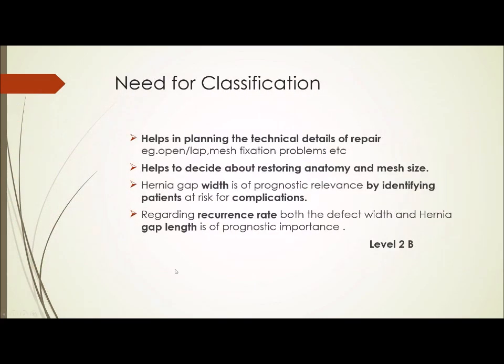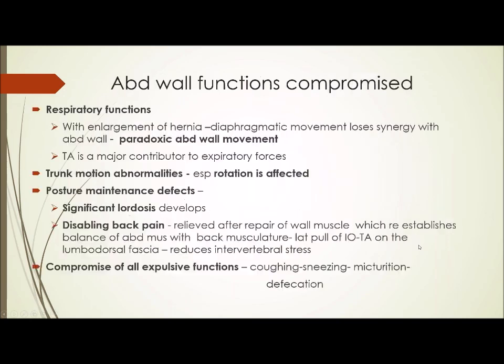Right. So this is basically need for classification level 2B. That basically is one which should be done. It should be done, right? Not must, it should be done. So let's see what the abdominal functions are compromised. Why? Because the functions are compromised. And that is the main reason.